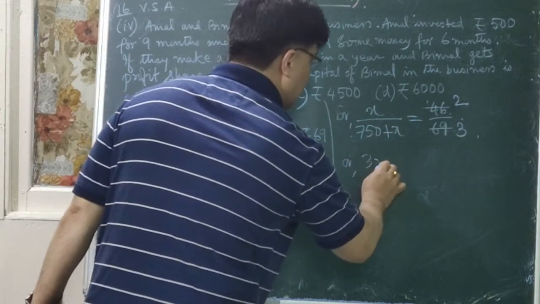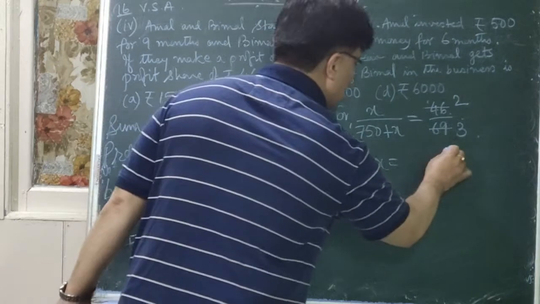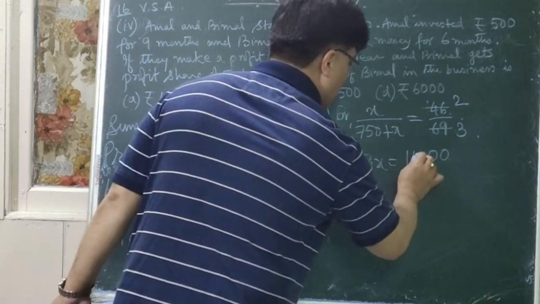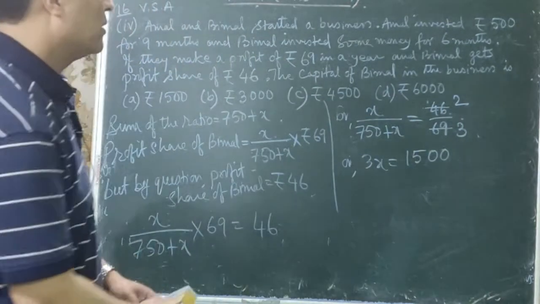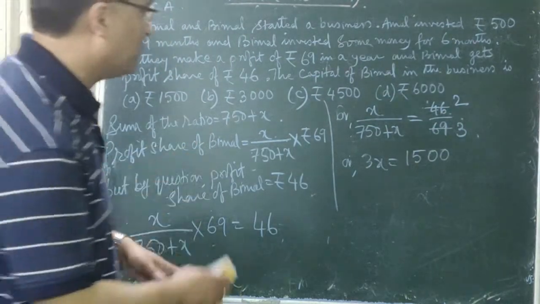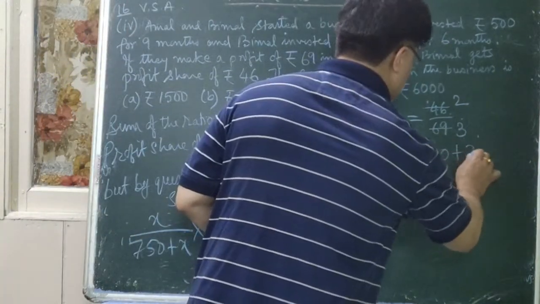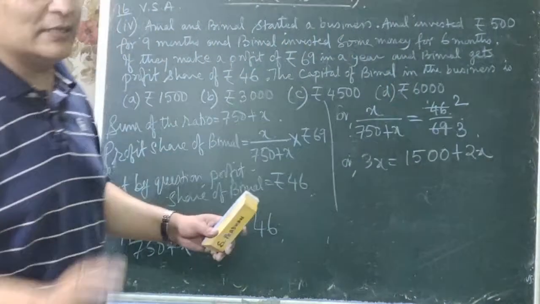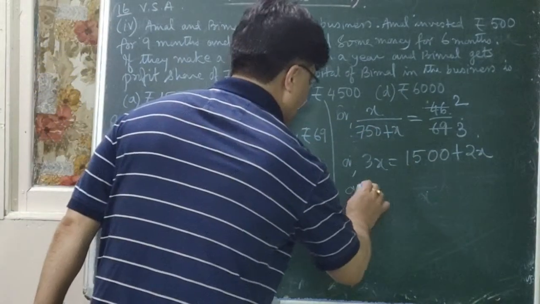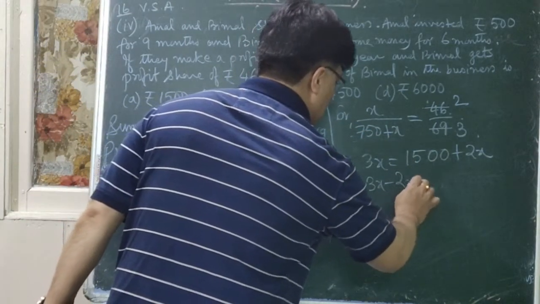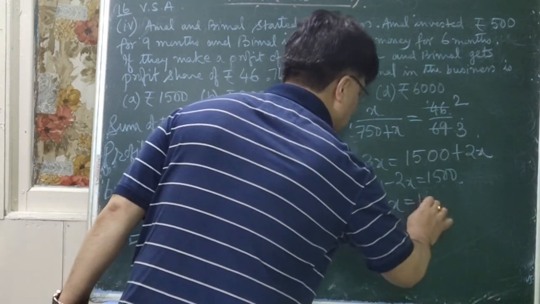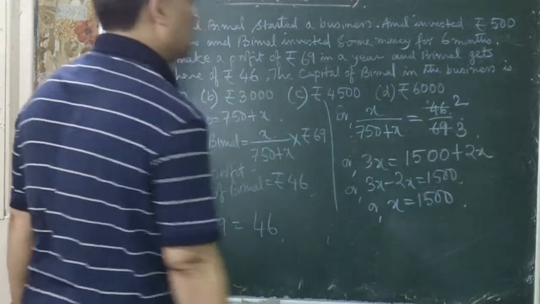3 into x, 3x, is equal to 2 into 750. 2 zeros are 0, 2 fives are 10, carry 1, 7 twos are 14, plus 1 is 15, plus 2x. Is that clear? So now you have to get the value for x. 2x is taken to the left hand side. So it is 3x minus 2x is equal to 1500. So what is the value for x? x is equal to 1500.